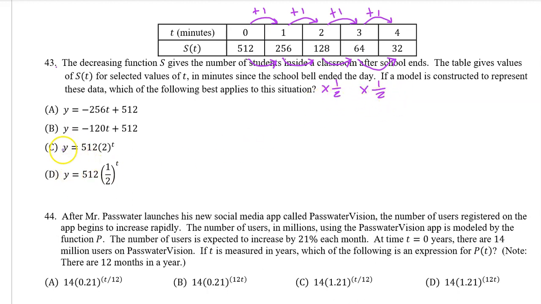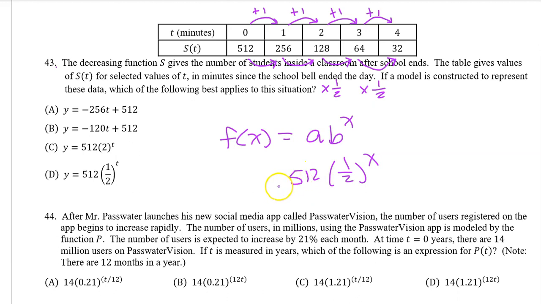So we knew the answer would be C or D because of the common ratio. Now, using the model, the general model f of x is equal to a times b to the x power, the b value is this common ratio. So we expected to see a 1/2 because of the common ratio. Also, the a value is the value at 0, which is 512. So we expect to see a 512 right here. So guess what? D.